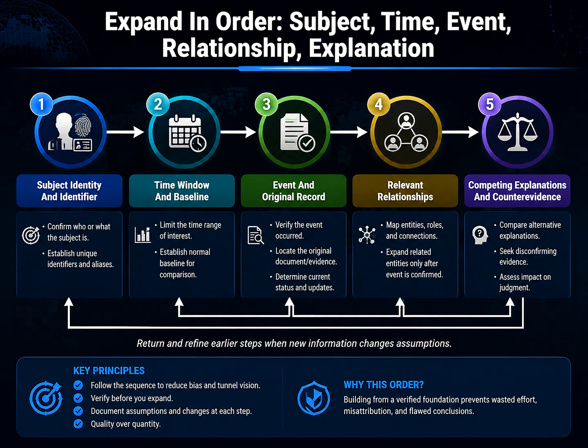The sequence is not rigid. If the subject turns out to be wrong, go back. If the event happened 2 years earlier than claimed, rebuild the time baseline. A useful plan expects correction.